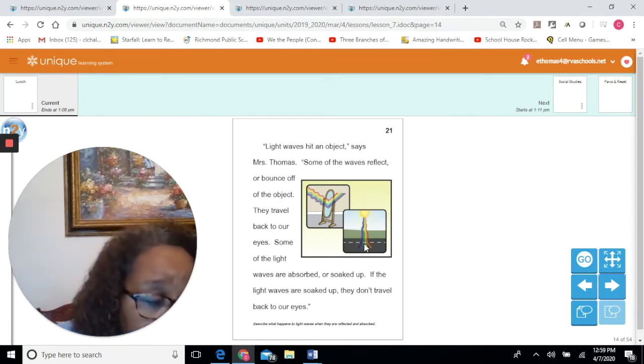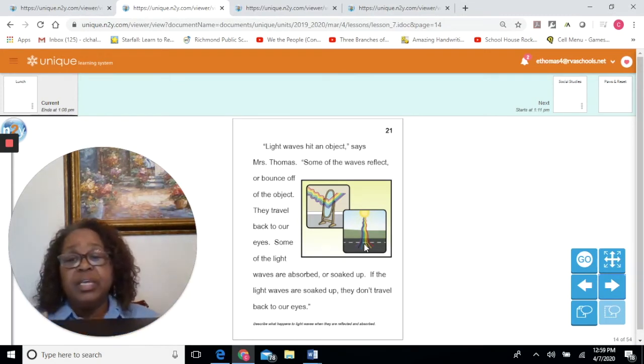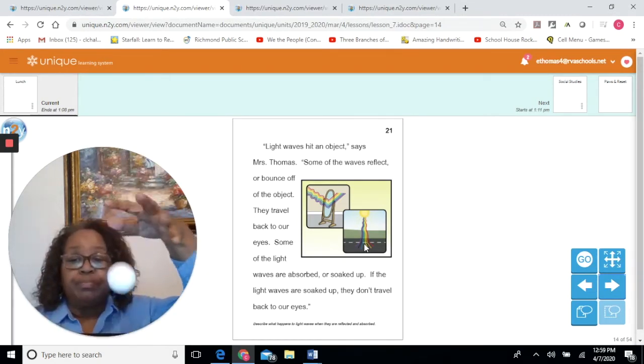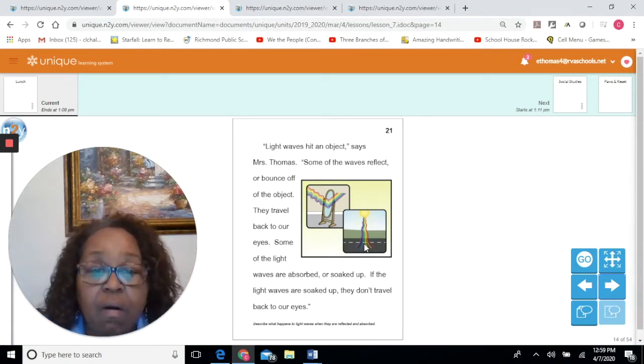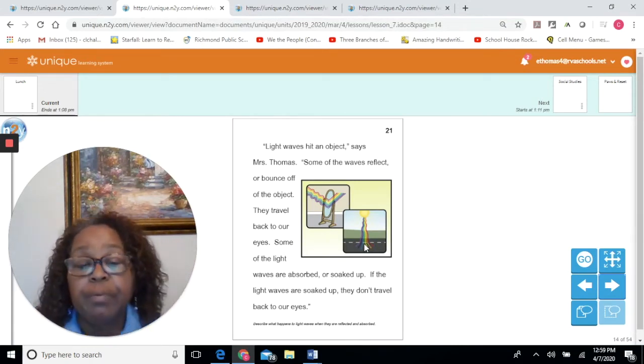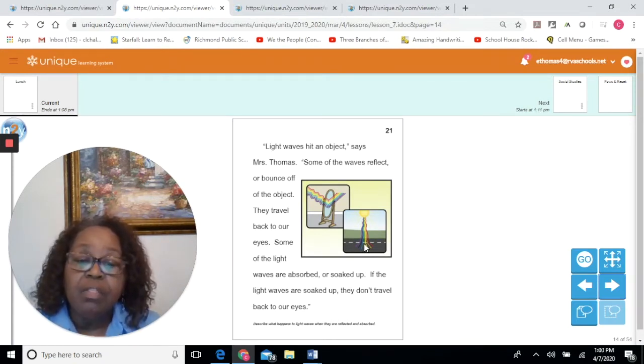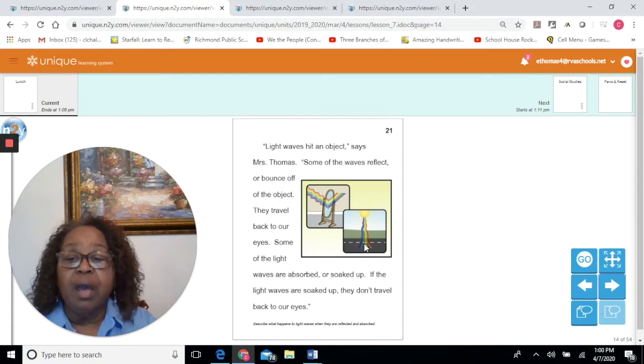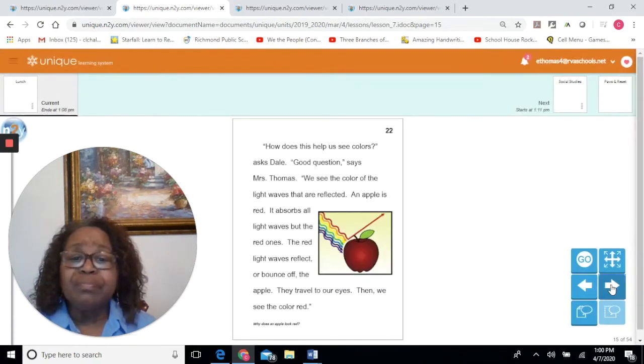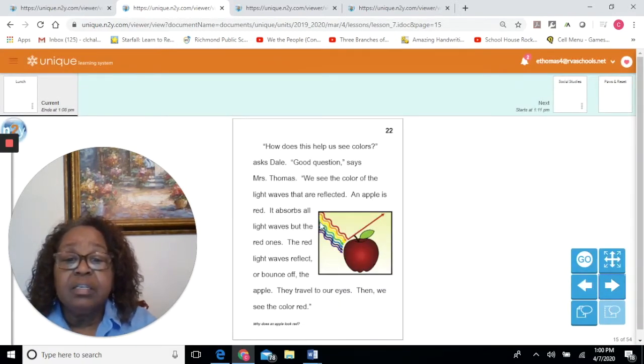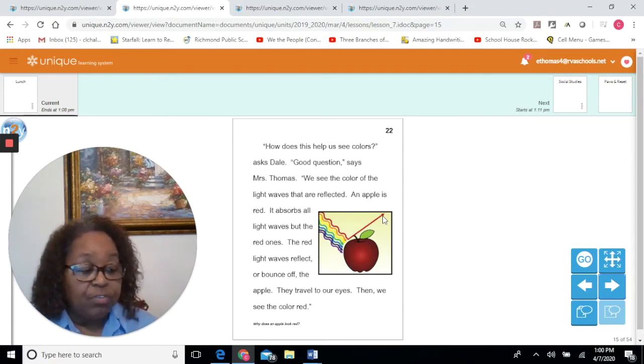If you're thinking about light waves bouncing, it's as if you're taking a ball and bouncing it. It's bouncing off. If you're thinking about absorb, then think about a paper towel that wipes up a spill. When you've spilled something, if you put a paper towel on it, it will absorb the water. Another thing to consider is that the light that bounces off is the light that you see. So that's our vocabulary for today, reflect and absorb.